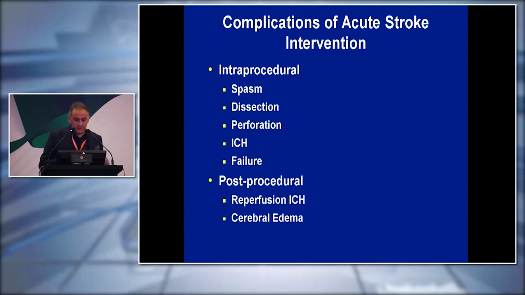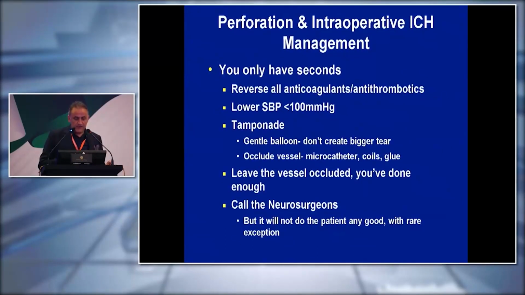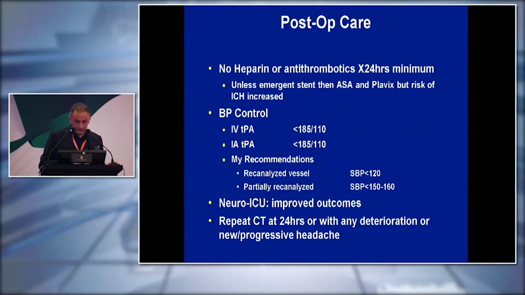We might have some complications like spasm, dissection, perforation, hemorrhage, and failure. And also we might have reperfusion intracerebral hemorrhage and cerebral edema after the procedure. If we have perforation, we have to tamponade with a balloon. We shouldn't oversize the balloon again. We have to reverse all anticoagulation. We have to lower blood pressure to less than 100, and leave the vessel occluded because we have done enough. It's better to leave it occluded, and we should call the neurosurgeons, but they don't have that much to do.